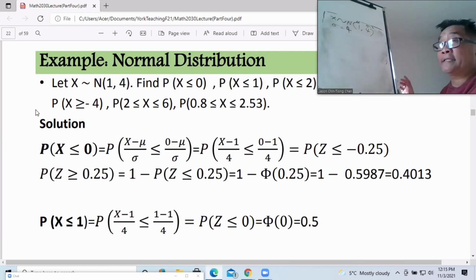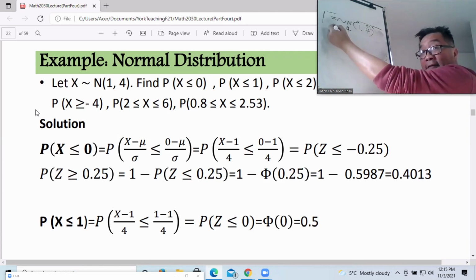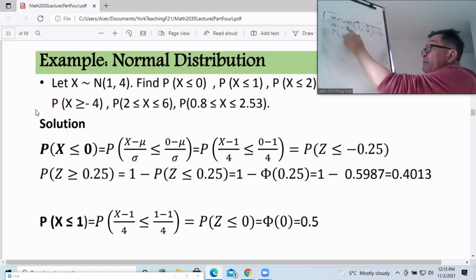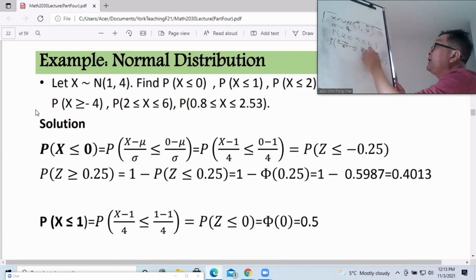Okay, let's do the second last. 2. Okay, so 2 minus mean over standard deviations. This one, where you can put z, 6 minus mean over standard deviations. So 2 minus 1 divided by 4. 6 minus 1 divided by 4. So this is what? 0.25. 6 over 4 is 1.5. Yes or no?